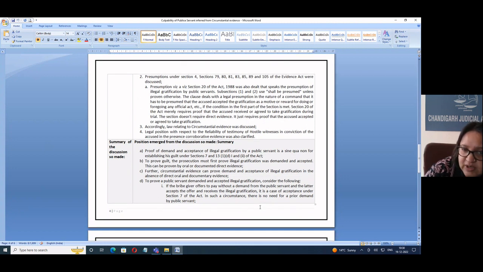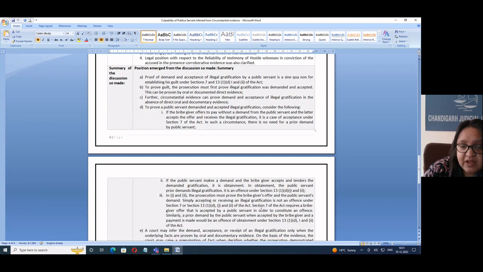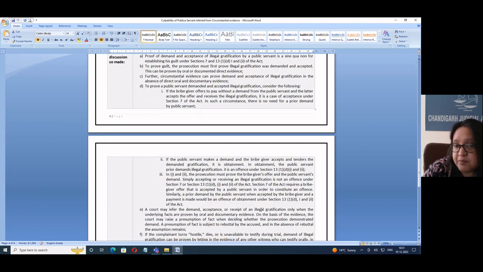To prove a public servant demanded and accepted illegal gratification, consider the following. If the bribe giver offers to pay without demand from the public servant and the latter accepts the offer and receives the illegal gratification, it is a case of acceptance under Section 7 of the Act. In such a circumstance, there is no need for prior demand by the public servant. If the public servant makes a demand and the bribe giver accepts and tenders the demanded gratification, it is obtainment. In obtainment, the public servant prior demands illegal gratification. It is an offense under Section 13(1)(d), clause 1 and clause 2.